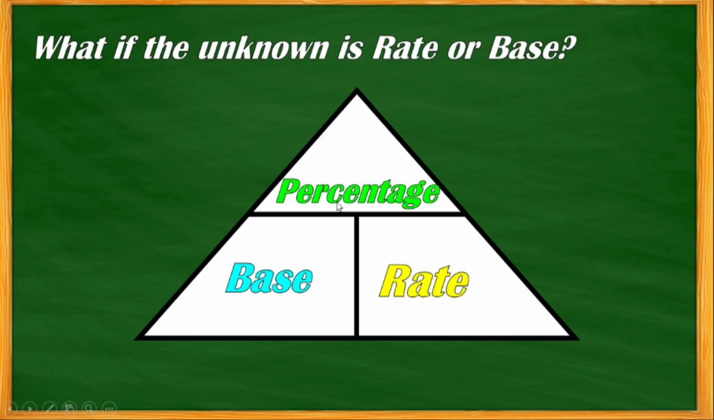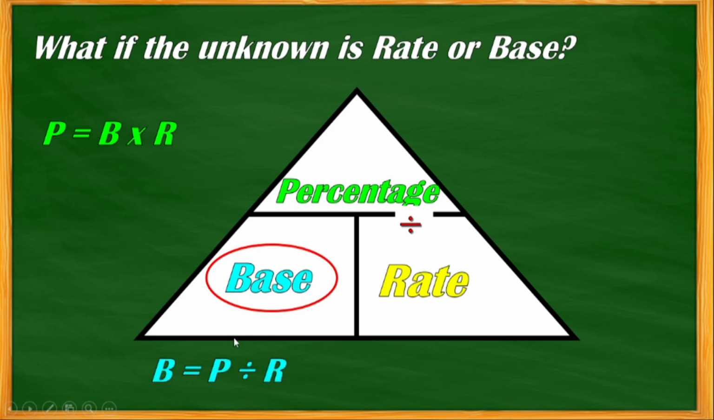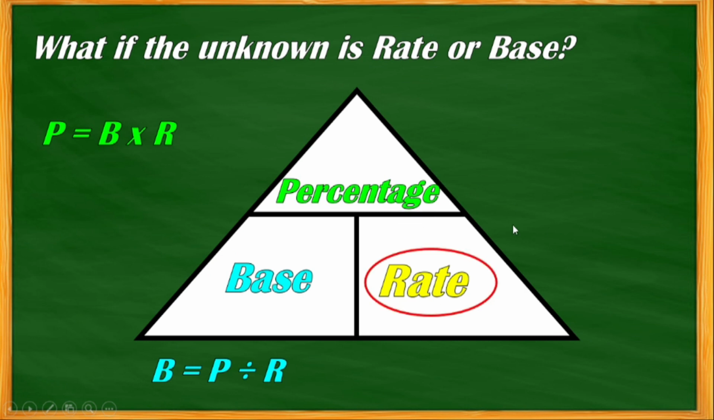So in finding the percentage, again, the operation is multiplication. You have to multiply: percentage is equal to base times rate. And if it's the base, the operation is division. You're going to divide percentage divided by rate. So this would be the formula: B is equal to P divided by R, or percentage divided by rate. And if the unknown is the rate, the operation is division also.